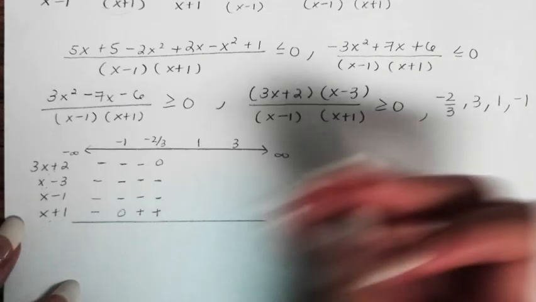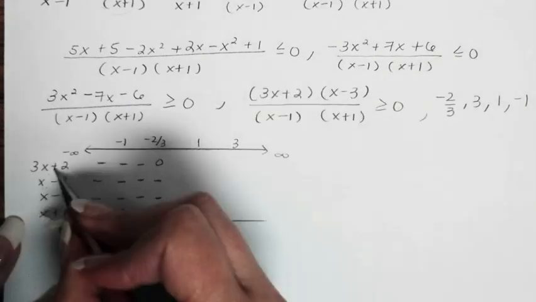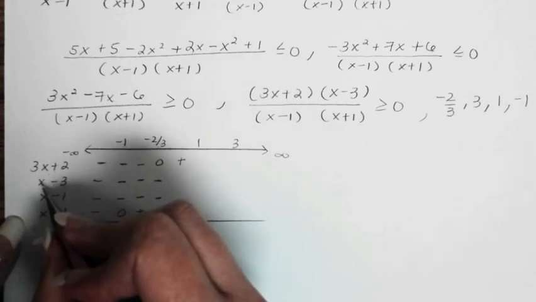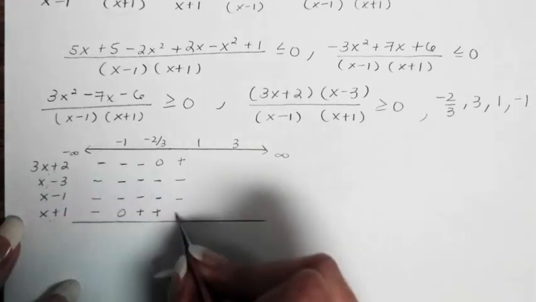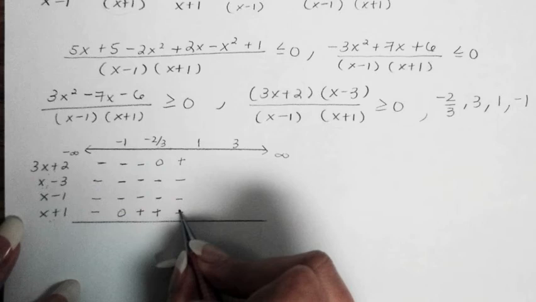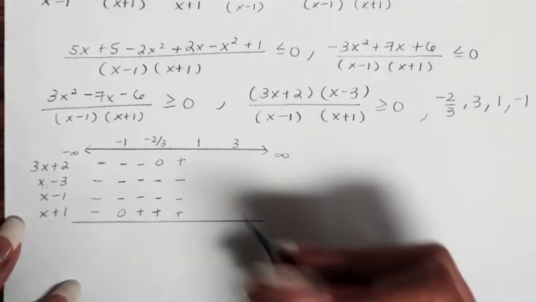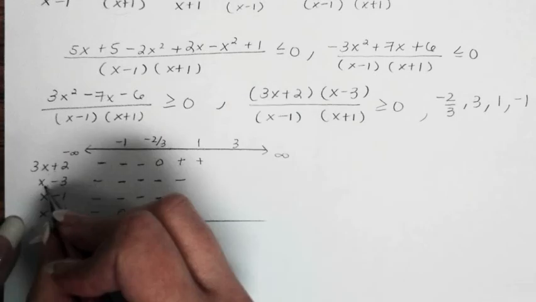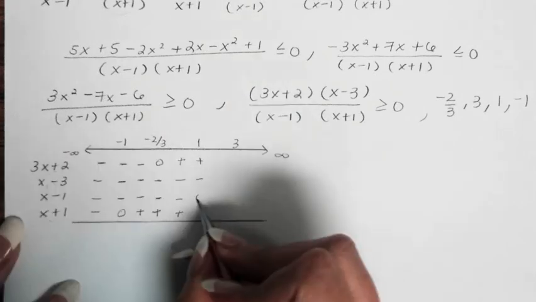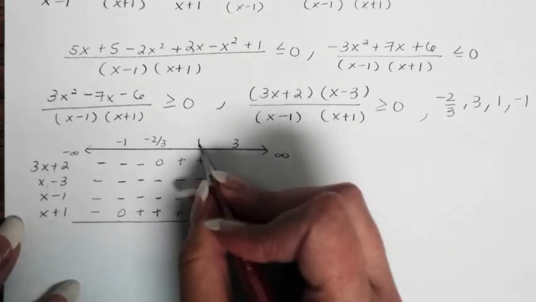After that, you need to plug a number between negative 2/3 and 1. That one for me is 0. If I plug 0 here, that's positive. If I plug 0 here, that's negative. If I plug 0 here, it's negative. If I plug 0 here, that's going to be positive. Okay, so you have that situation. Then you plug the 1. If you plug 1 here, that's positive. If you plug 1 here, it's negative. 1 here, it's going to be 0, and 1 here, it's going to be positive.